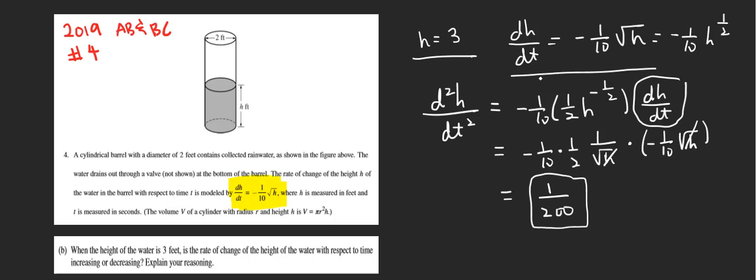So what does it mean? That means since dh over dt represents the rate of change of the height with respect to time, the rate of change of the height will always be increasing. So when h equals 3, the rate of change of the height will be increasing. That's your explanation, and you have to write it down on the test.